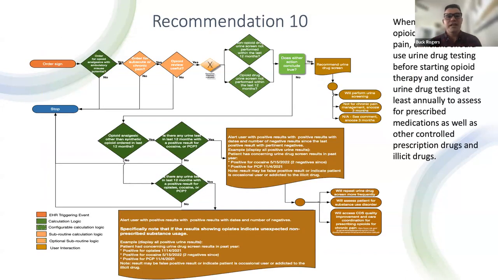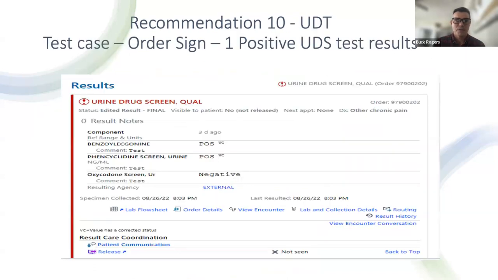please. For the CDS CDC pilot recommendation 10, this is a technical flow chart starting from the triggering event of order sign of an opioid to the SMART on FHIR logic to then send back the user recommendations via one of the alerts, which is what I'm showing you here. And recommendation 10 is when prescribing opioids for chronic pain, clinicians should use drug testing before starting opioid therapy and consider urine drug testing at least annually to assess prescribed medications as well as other controlled prescription drugs and illicit drugs. Won't go too much into this now. It's pretty in depth, but these slides will be shared. So, feel free to dig into this more and reach out to us if there are any questions about a certain piece of this. Next, thank you.